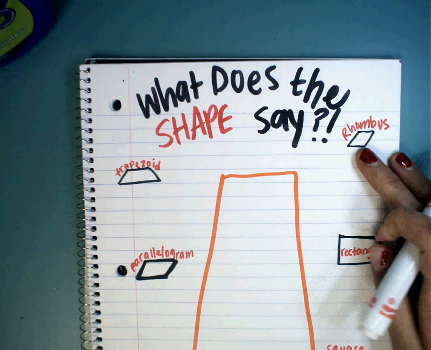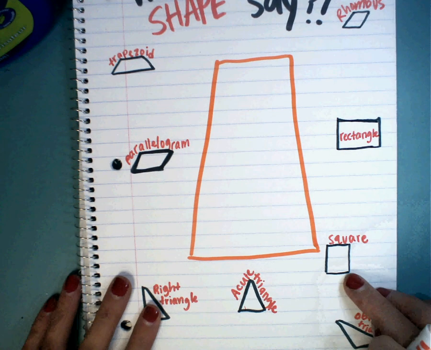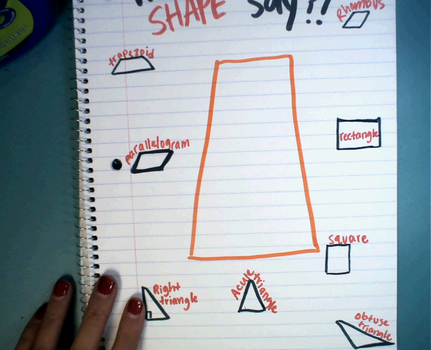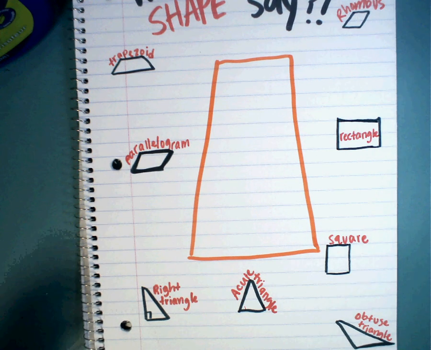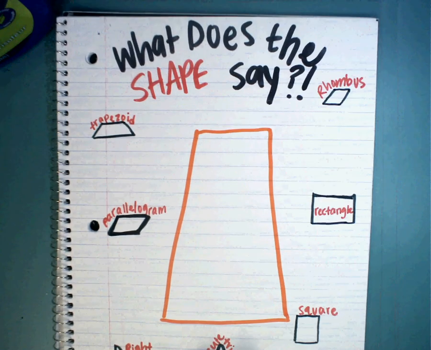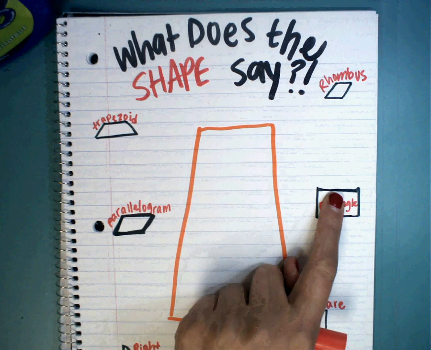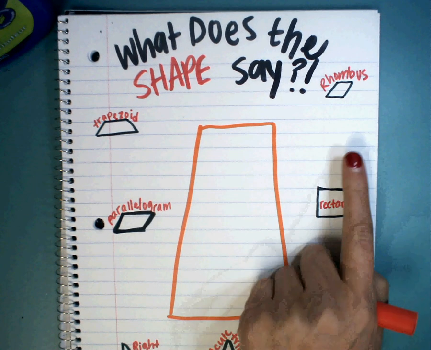So a square is an example of a rectangle. However, squares are unique because why? Because their sides are all the same length, right? Just like a square is related to a rectangle in that way, a rhombus is related to a parallelogram in that way. So a rhombus is an example of a parallelogram, but all of its sides are the same length.